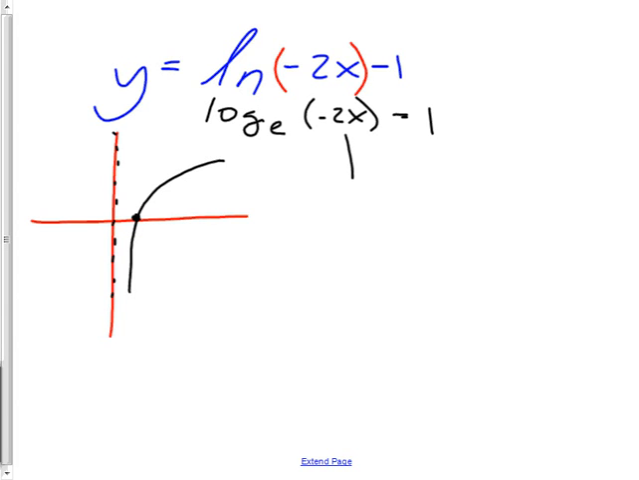The asymptote is whatever makes this equal 0. What would make that equal 0 if I put in x equals 0? So x equals 0 is the asymptote. And it is right there, and it's going to stay right there. But I do have to do some stuff to this thing.